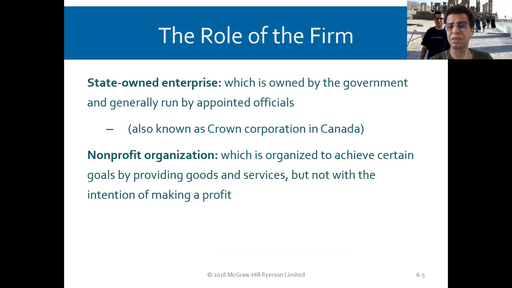And then you have the state-owned enterprise, which in Canada is called a Crown Corporation, and which is owned by the government and generally run by appointed officials. I know there's like the landline, the post office, the trains. They are all corporations, Crown Corporations included.